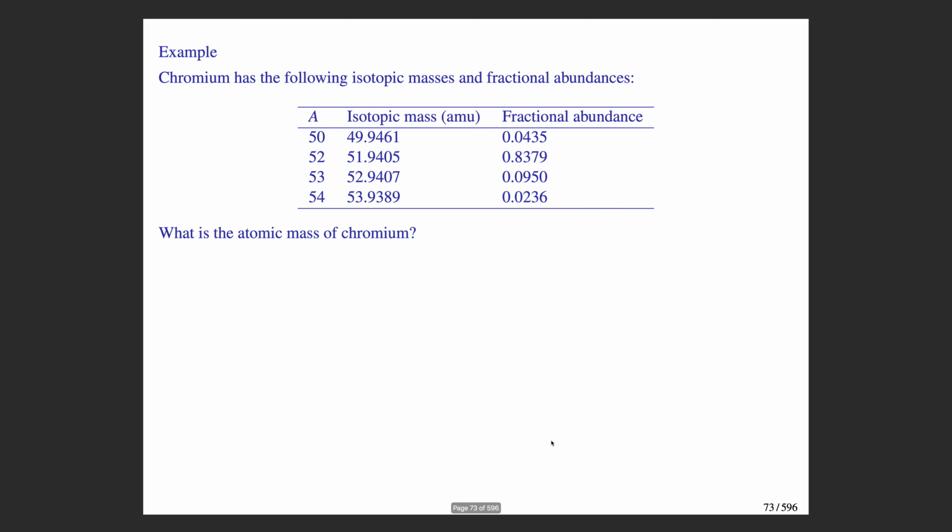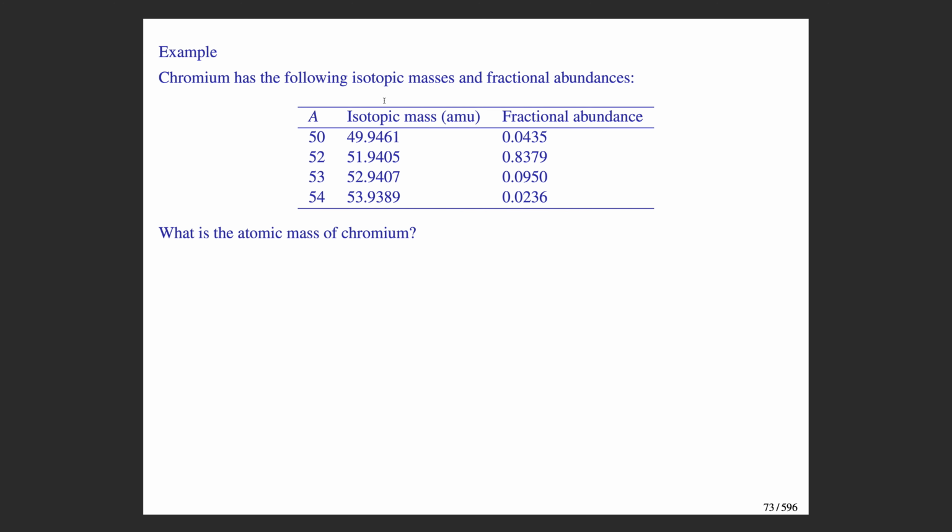And then what we need to be able to do are problems like this, where you are expected to take this data and to calculate the average atomic mass for a given element. I'm actually going to skip this one. That is, I'm not going to go through the details because it's a little boring. But here's how you solve this problem.